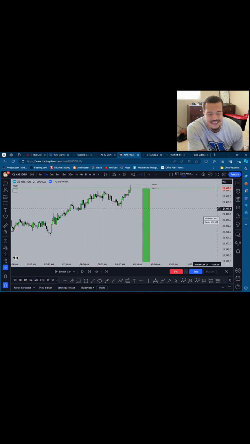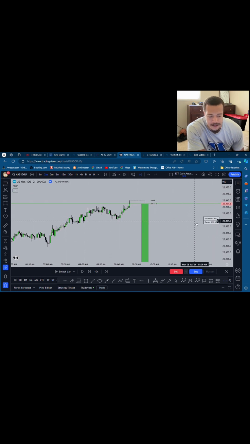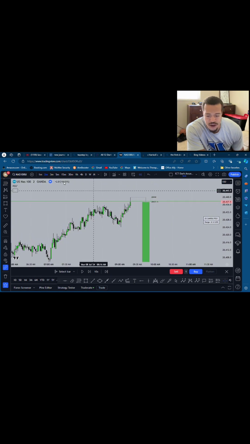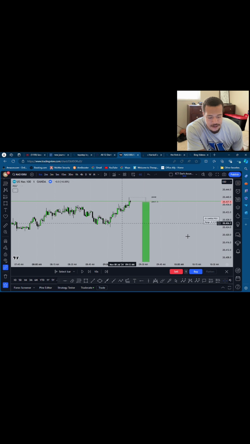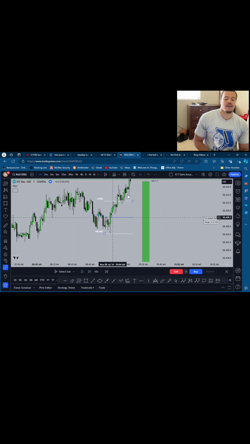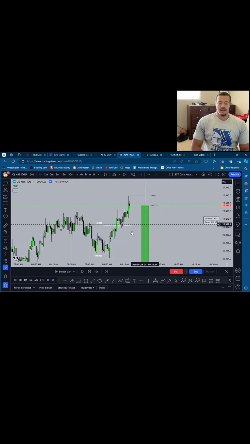Damn. It already took it. Now, if I was a trader that came in at 8:30, I could possibly get this. Nah, I don't think I would have gotten this trade because it didn't come down to the 50%. I would have needed this candle to come down into here. That's why I would have wanted that. But it didn't do that.